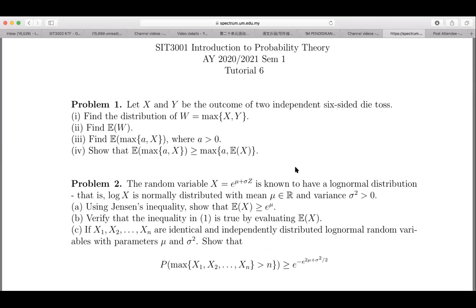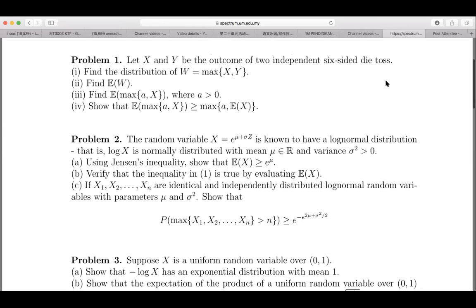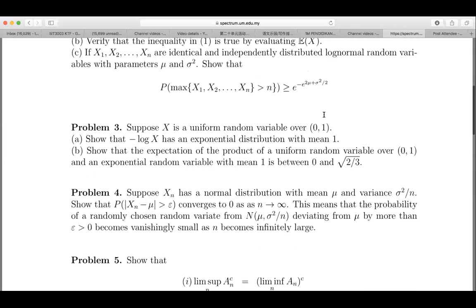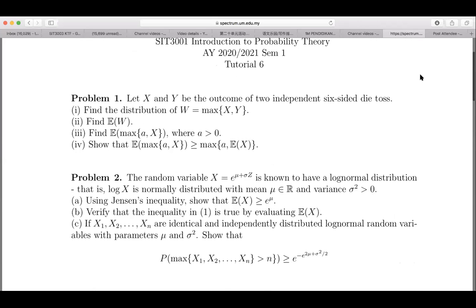Okay, so these are basically some practice on working with the inequalities from last week. So there are 7 questions. All right. Okay, the first one, let's look at this. Let X and Y be the outcomes of 2 independent 6-sided die tosses. Find the distribution of max(X, Y).